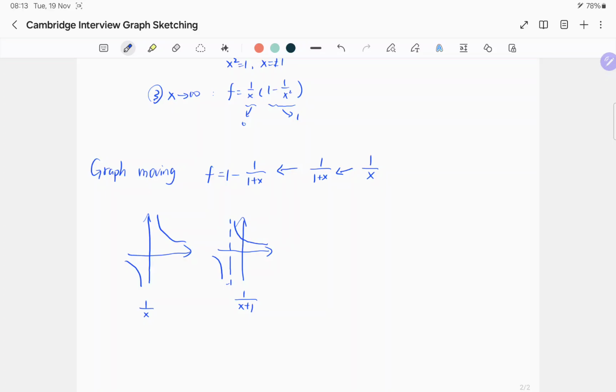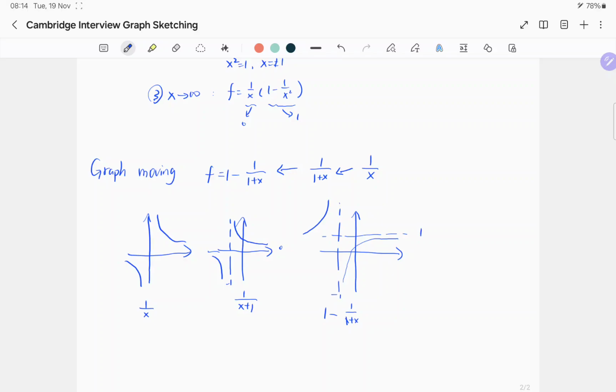This is -1. Then how to graph 1 minus this? It is actually just flipped upside down. Notice that it approaches 0 in this graph. So when it is subtracted from 1, it approaches 1, like this. Since it is flipped, well, it will go like this. And this is the asymptote of -1. This is the asymptote of 1.